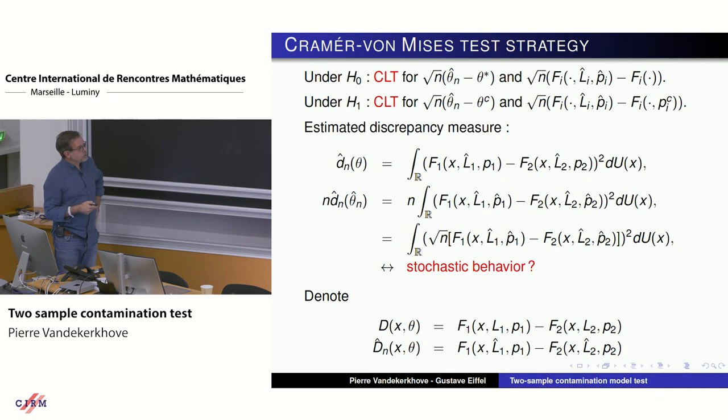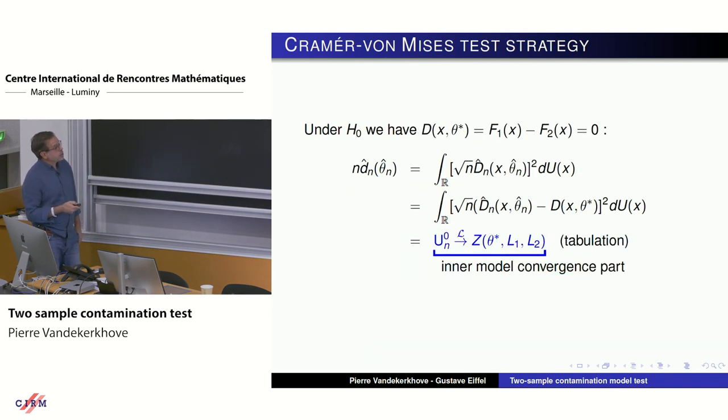So now I will simplify my notations. I will just consider d, the difference between the inverse F1 and F2, and d at n, the empirical quantile part of d. So I just plug F1 by its empirical version and F2 by its empirical version here. So under H0, since d under theta star, the true parameter, is equal to 0, this term doesn't need to be recentered. This term is equal to 0. And as I said, you can expect a central limit theorem for this deviation. And so this integral of the square of this term will go to a stochastic integral you can possibly tabulate. So I will call this convergence the inner model convergence under H0.